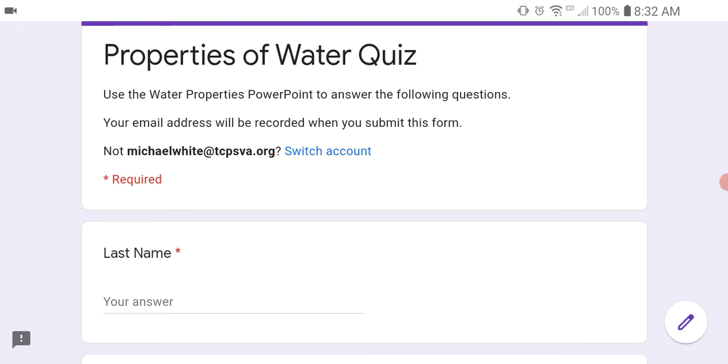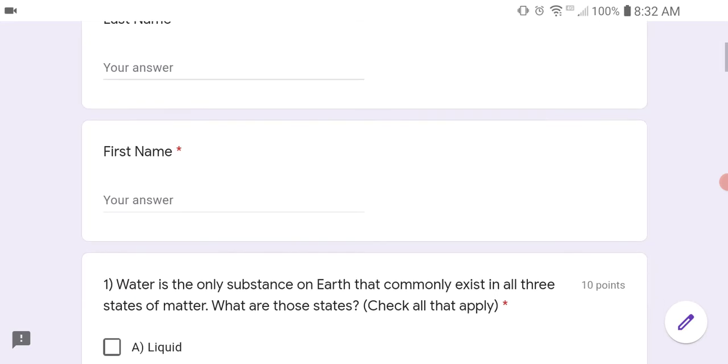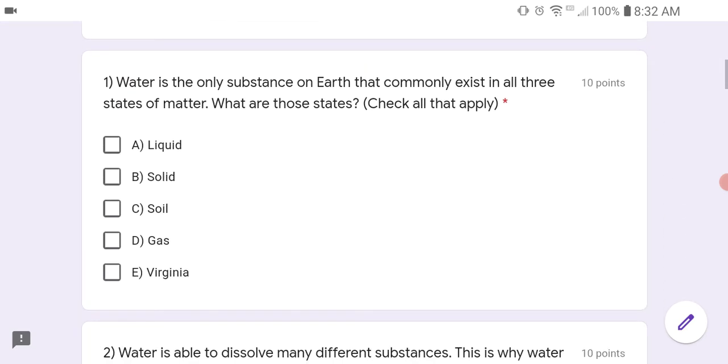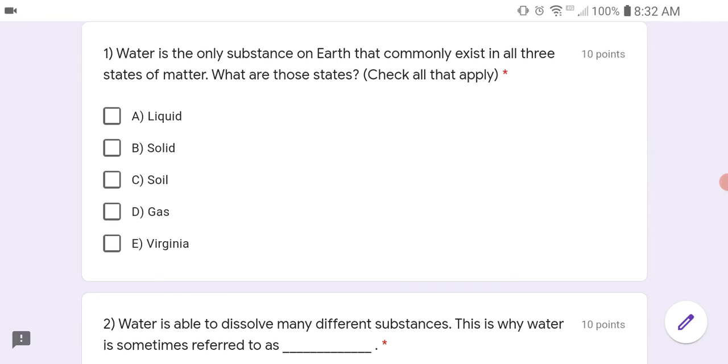That was unfortunate timing. You'll use the Water Properties PowerPoint to answer the following questions. Of course, you'll put your last name and then your first name. And then number 1 says, water is the only substance on Earth that commonly exists in all 3 states of matter. What are those states?